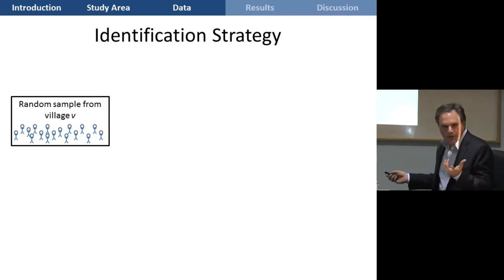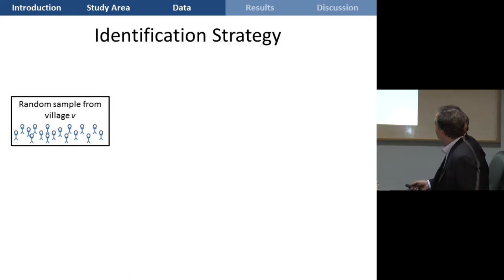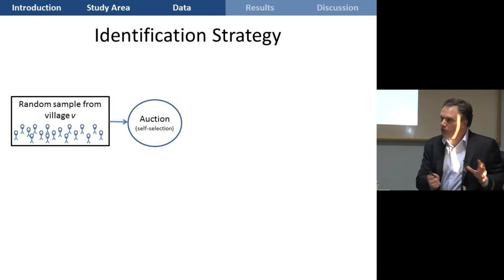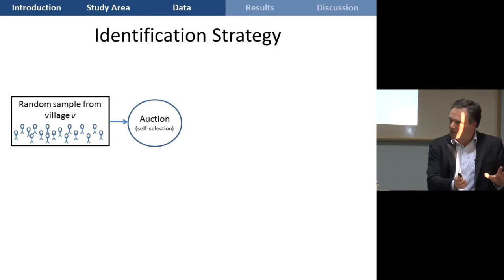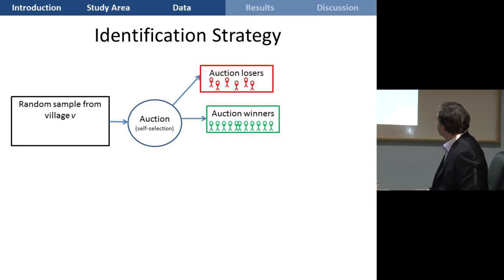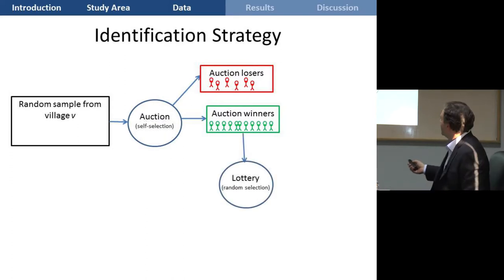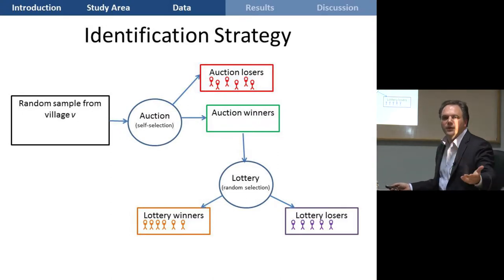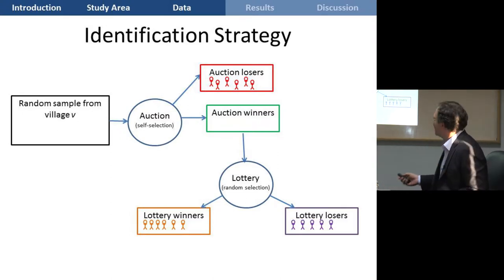We start with this random sample from Village V. We hold that auction. It's a self-selection process. Those who don't want the leveler opt out. Those who do want the leveler service stay in. And that's how it looks after self-selection. Then we hold the lottery. From the lottery, which is random assignment, we have lottery winners and lottery losers. The lottery winners receive the service, lottery losers don't.